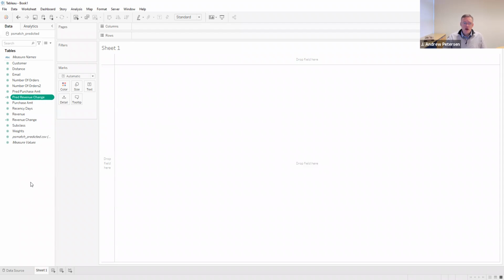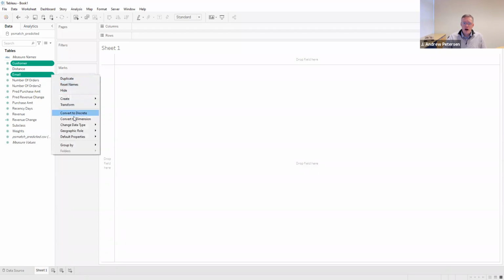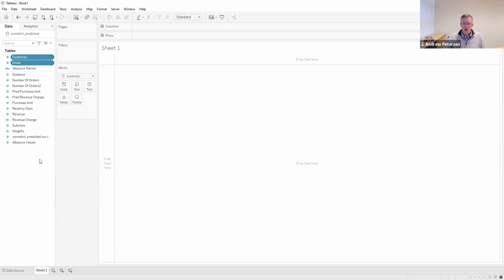The first thing we want to do is tell Tableau that our customers and our emails are both dimensions, not measures, because we want to be able to group people in that way. The next thing we're going to do is move email over to columns. You'll see that it now is going to sort by the two groups. Let's go ahead and move over predicted purchase amount, predicted revenue change, purchase amount, and revenue change.